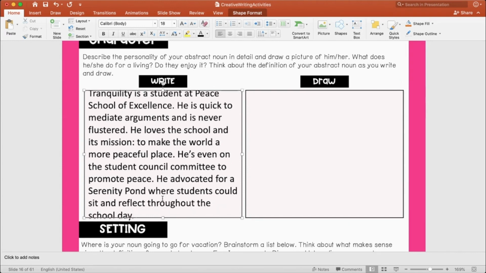Suppose your abstract noun is fear. Students need to think about, where would fear work if she had a job? Perhaps she works at a haunted house because she loves causing fear in other people. And if she goes on vacation, where is she going to go? Where would someone whose name is Fear go? Perhaps she goes and she does all these thrilling activities like jumping out of planes and skydiving and cliff jumping because she enjoys the fear that it causes.